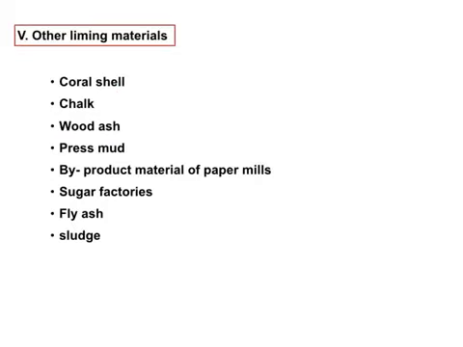These are the other liming materials we are using for increasing the soil pH. First one is coral shell, chalk, wood ash, press mud, then paper mill byproduct waste, then sugarcane factory byproduct waste, and fly ash and sludge.